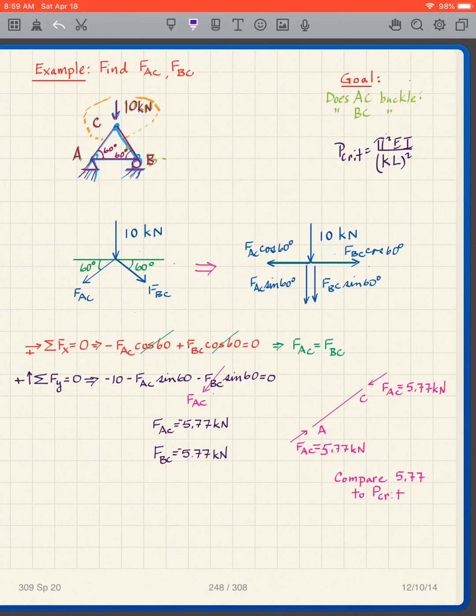And if I look at my member AC, I'm going to see that I have 5.77, 5.77. And then to determine whether or not we have buckling, we're going to compare that 5.77 to the P critical for that particular member.